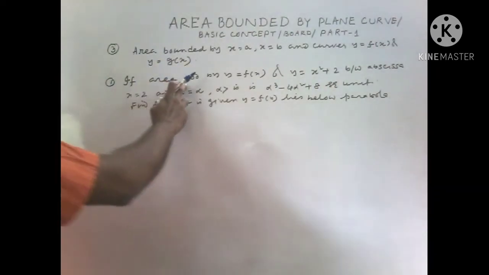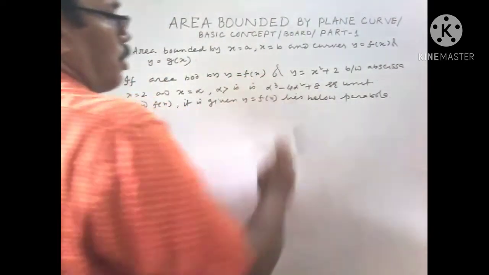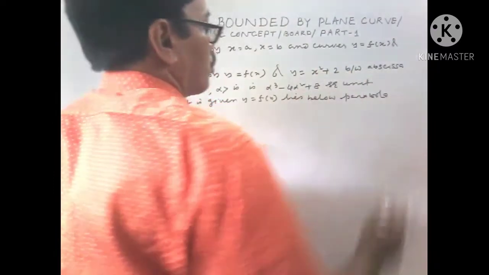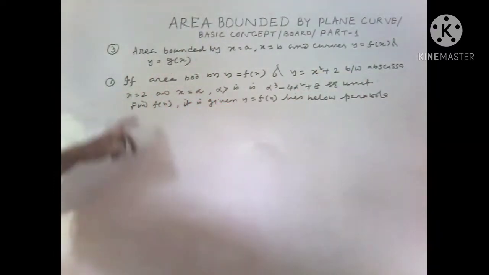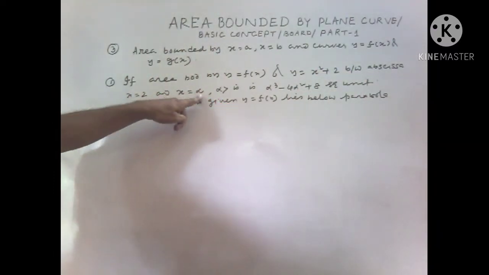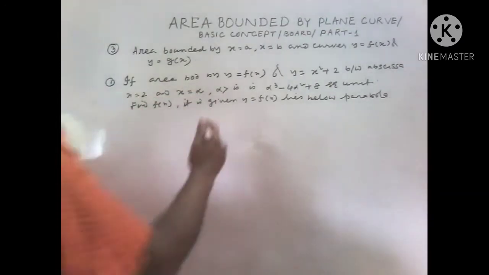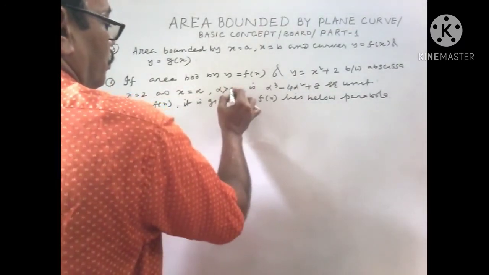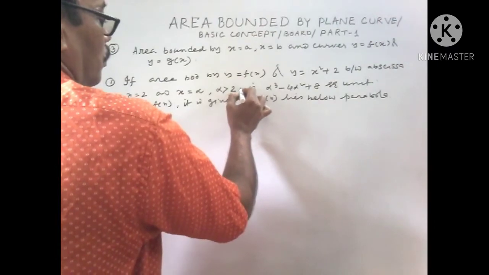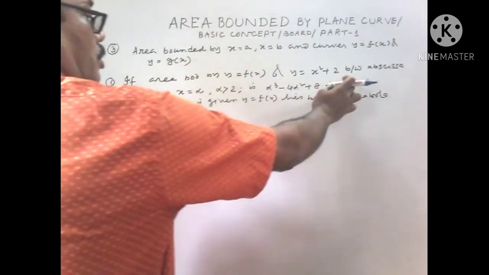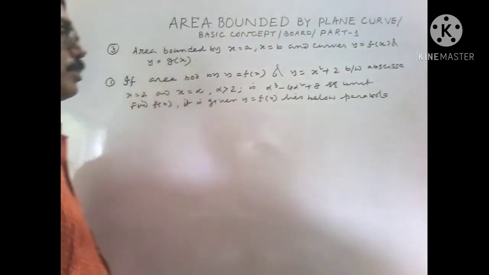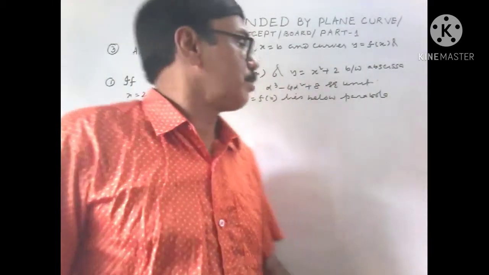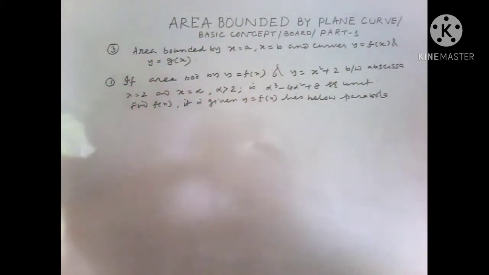So, if the area bounded by y equals f(x), y equals x square by 2, between abscissa x equals 2 and x equals alpha, alpha greater than 2, is this, then find f(x). It is also given f(x) lies below the parabola.